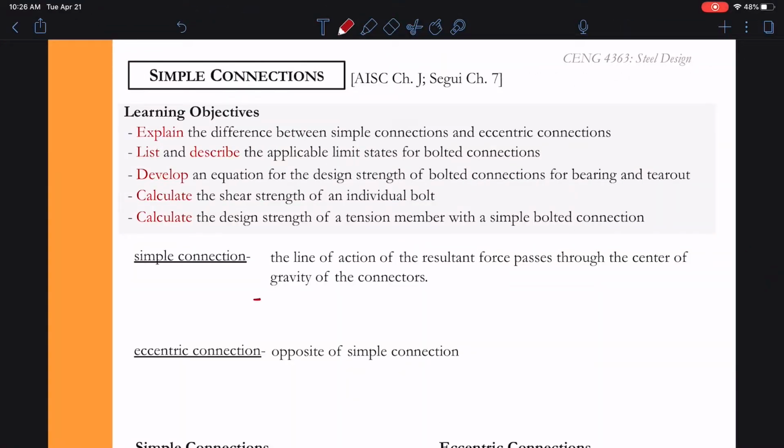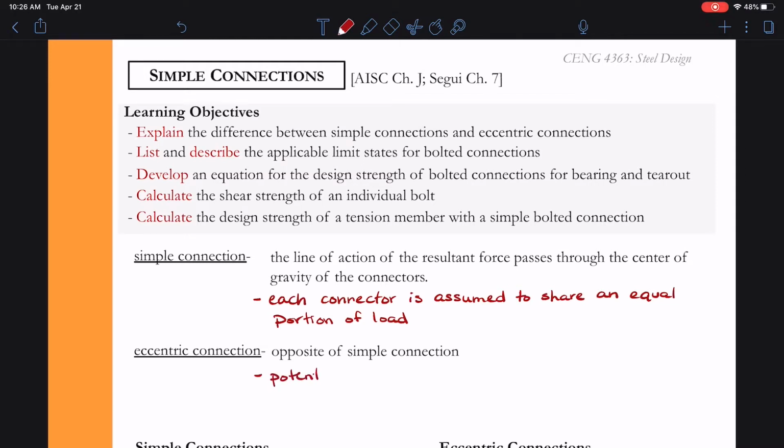Okay, so in a simple connection, the line of action of the resultant force passes through the center of gravity of the connectors. Therefore, each connector is assumed to share an equal amount of load. We did this when we looked at fracture. We said that each bolt hole was holding a certain percentage of the load. So if we had 8 bolts, we said that each bolt was holding 1/8 of the total load on the connection. That assumption is one of the assumptions we make when we assume we have a simple connection.